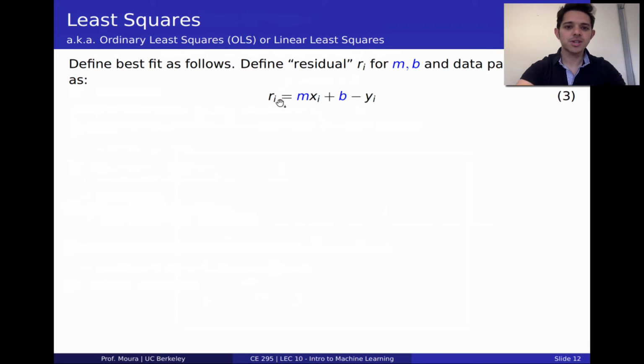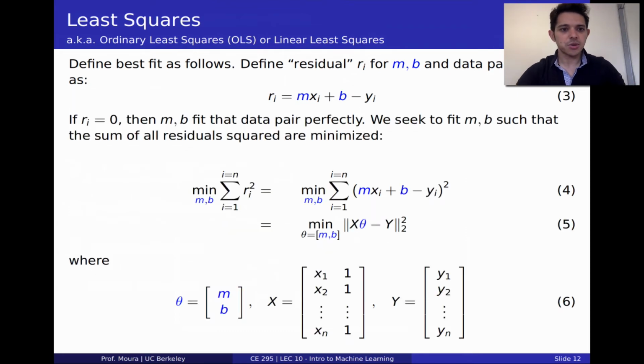Okay? In other words, Ri is the error. It's just the modeling error. Residual is synonymous with error in this case. And for each data pair, xi, yi, we have a corresponding residual for candidate values for m and b. So, for example, if Ri equals 0, that means that m and b fit that particular data pair perfectly in the sense that the error is 0.